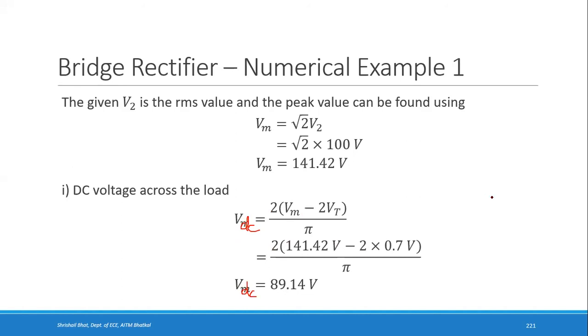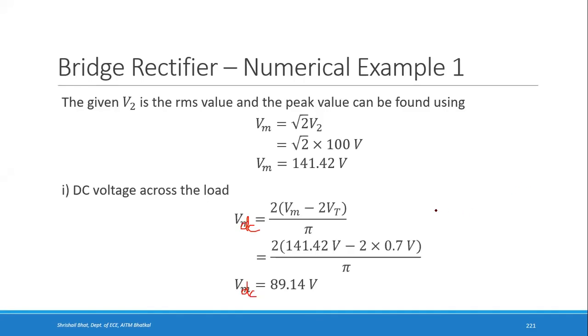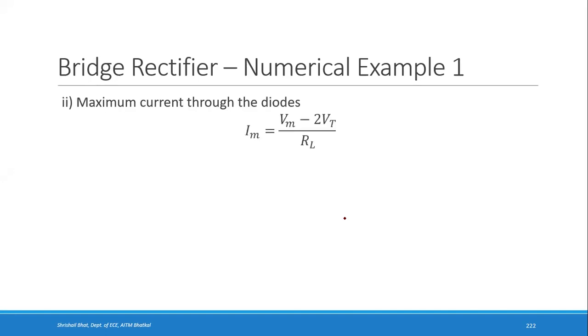Next thing that is asked is to find the maximum current through the diodes. Maximum current through the diodes is Im. Im you can find as Vm by RL in normal cases. But here it is not just Vm, there is a voltage drop. So it is (Vm minus 2 Vt) divided by RL. Wherever there was Vm, now we have to consider Vm minus 2 Vt, because there are two diodes which are forward biased. So Vm, 141.42, minus 2 into 0.7, divided by RL, which is 1K. What is the value of Im? That is the peak value, or the maximum value, of the current through the diodes.